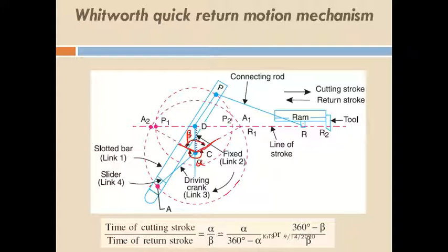First of all you have to draw the diagram, then you have to explain the working principle. Later, at the end, you have to write this formula.